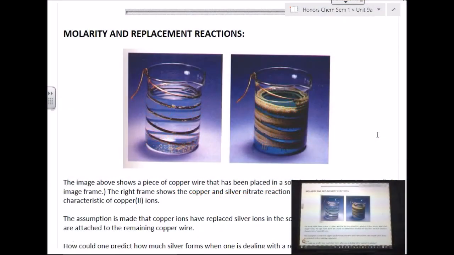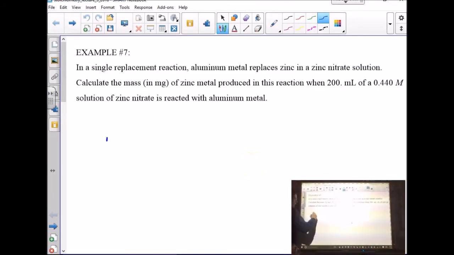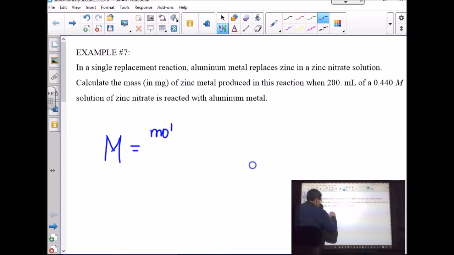All right, so today we're talking about molarity and replacement reactions. And when we deal with molarity, it's been a while since we've talked about it. But remember that molarity represents what? Moles over liters. Very good. So when we talk about the steps for stoichiometry, step one, write a balanced equation.